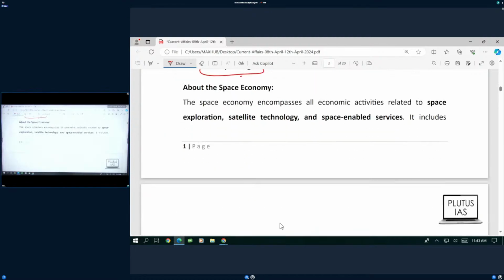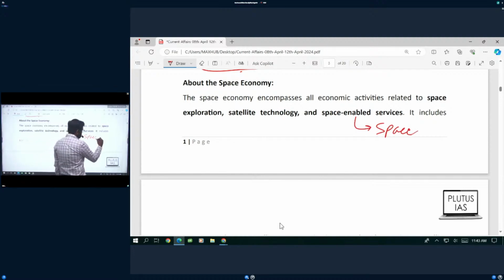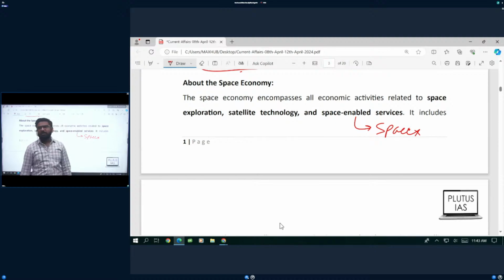अब जल्दी से आते हैं. Let's see what is space economy. We know space economy basically involves exploration, satellite technology, and space enabled services. जैसे आपका SpaceX is basically thinking of providing internet services.